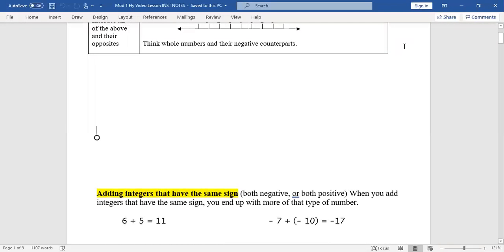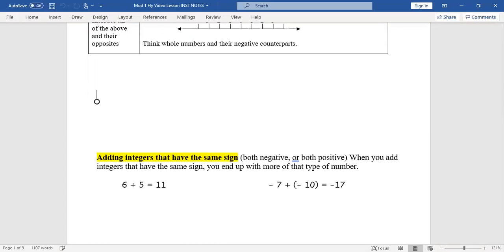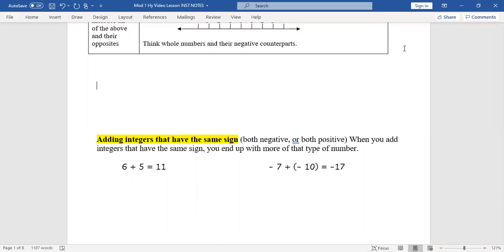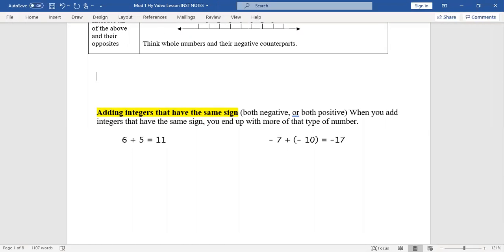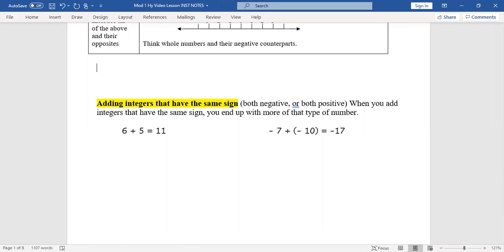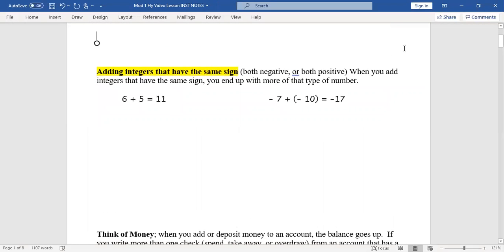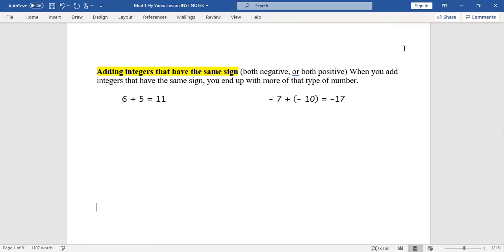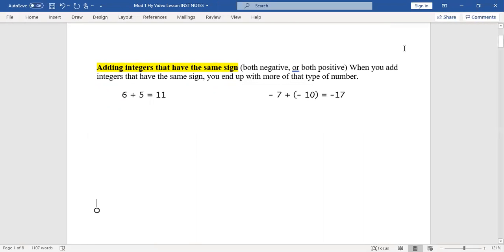When we're talking about adding integers, the first thing we consider is whether or not the integers have the same sign. For instance, a positive 6 plus a positive 5 is going to give us a positive 11. A negative 7 plus a negative 10 is going to give us a negative 17. So if they have the same sign, we're just going to add them together just like they were whole numbers and give them the sign that the numbers have.